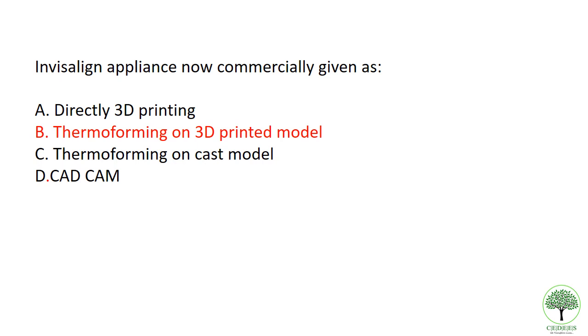Right now, the most popular workflow of the Invisalign is that an intraoral scan is taken. After the intraoral scan is taken, this is fed into the computer, out of which 3D models are formed using stereolithography, and over this 3D printed model, thermoforming of the Invisalign is done in a vacuum formed way. So option B would be the better choice, because thermoforming on a 3D printed model is the most popular way of commercially manufacturing Invisalign these days.